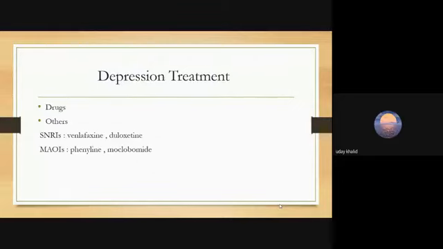الماويز المونوامين اوكسيديز inhibitors، يعني هذه الاكشن هو inhibit the metabolism of monoamines. Examples هنا عندنا من الاولد جنريشن هو الفينولزين، من النيو جنريشن هو الماكلوبامايد. And these drugs are accompanied by a dangerous side effect اللي هو شنو اسمه؟ الكارسينويد syndrome.